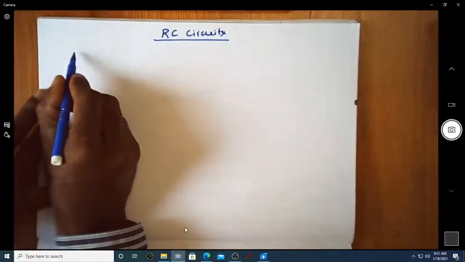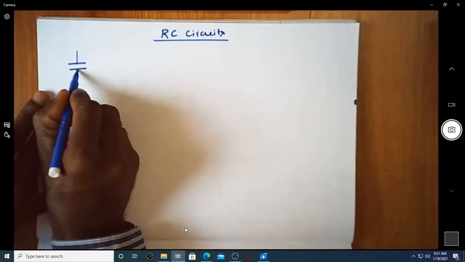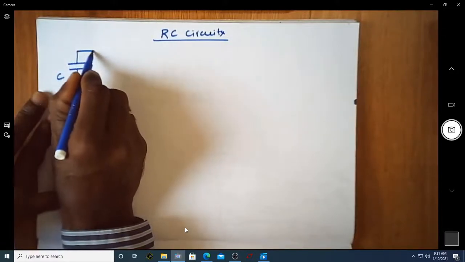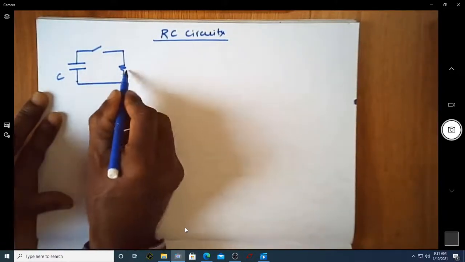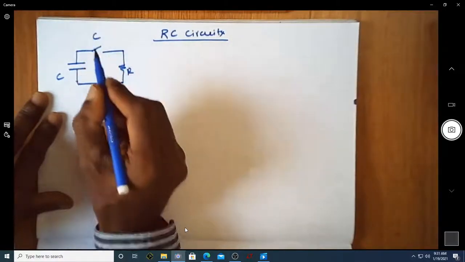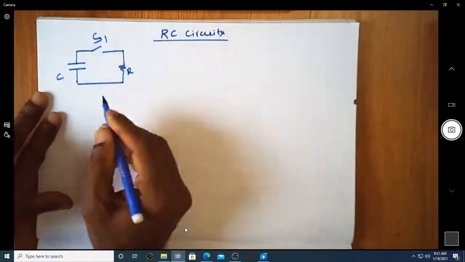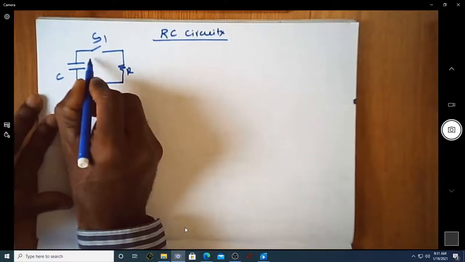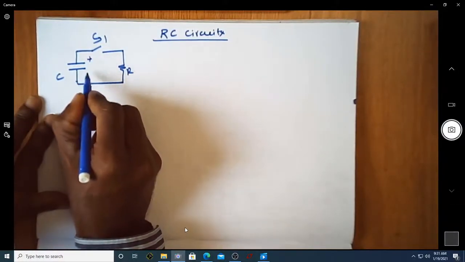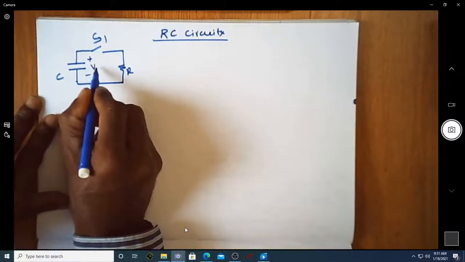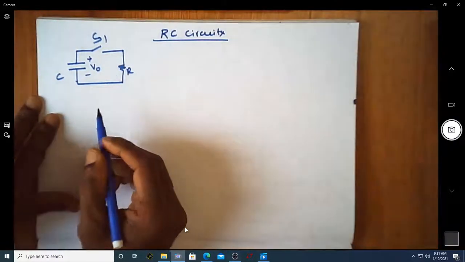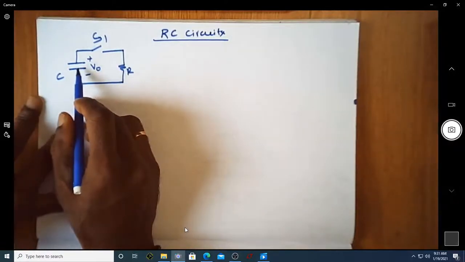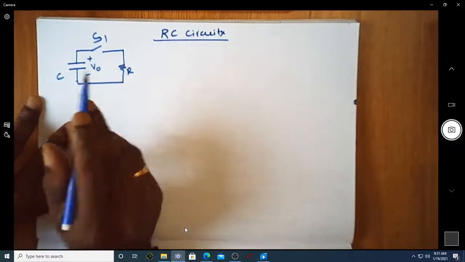So let us consider a capacitor C, and it's connected to a resistor of value R through a switch S1. Let us assume that we have an initial voltage across the capacitor, which is V naught, being stored across the capacitor parallel plates. So this is the voltage that is stored when the switch is open.